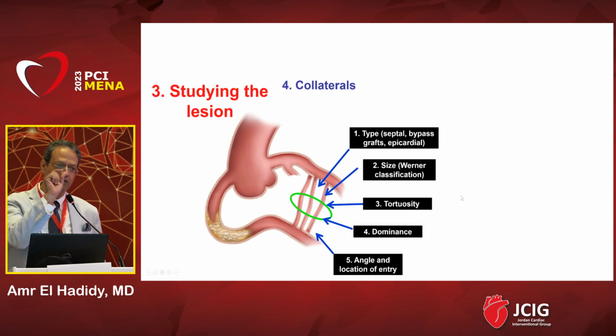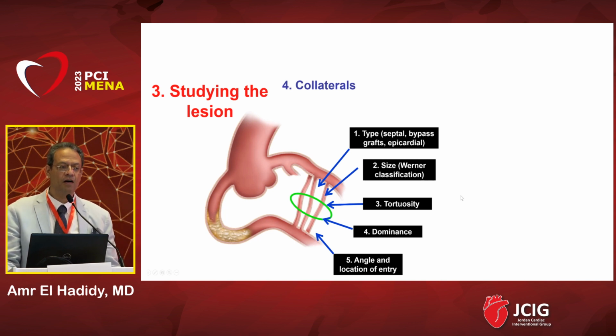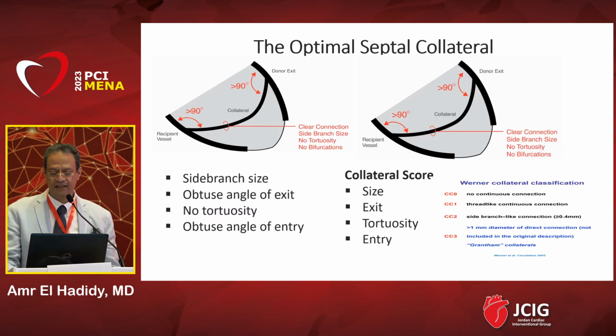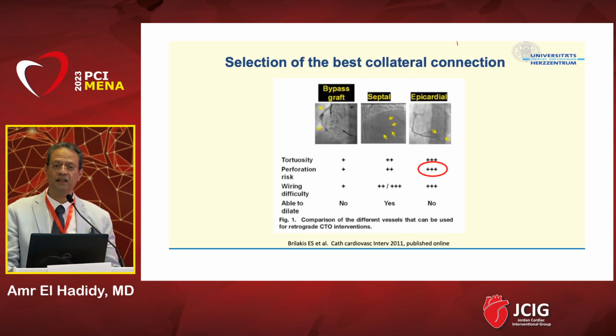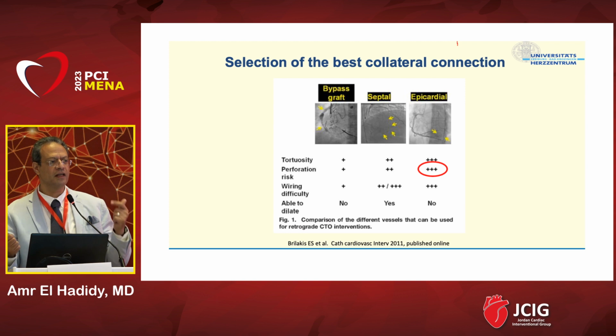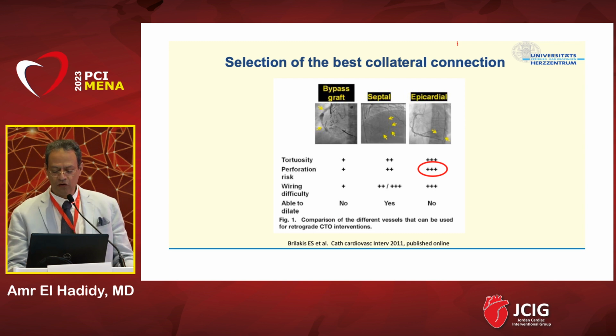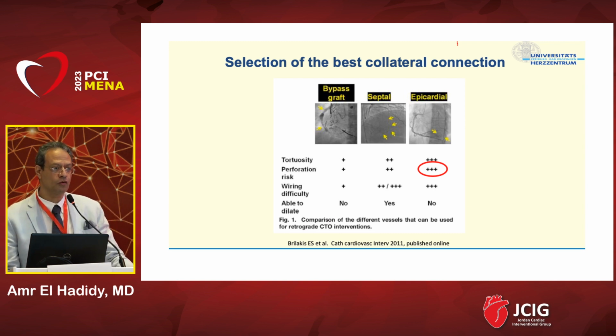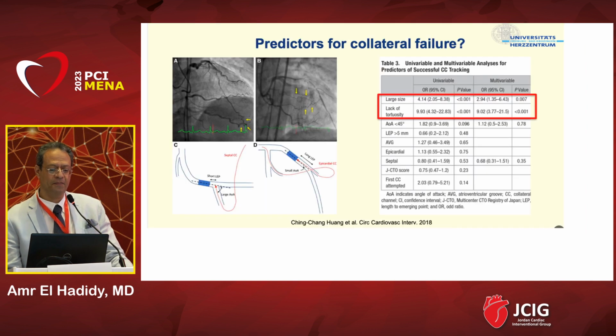The Werner classification is about the sizing of these collaterals, small or bigger, and the tortuosity and the dominance of these collaterals. And these are the optimal septal collaterals, as we see, and definitely we don't want to go for epicardial collaterals. The point is, epicardial collaterals are the most dangerous, with more risk of perforation, and definitely the septal one is the best collateral, or graft, for fewer complications, easy to cross and not tortuous like the epicardial one.